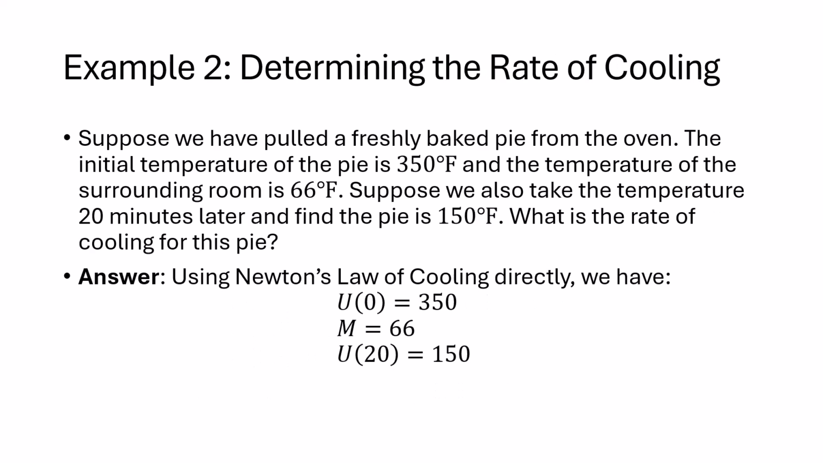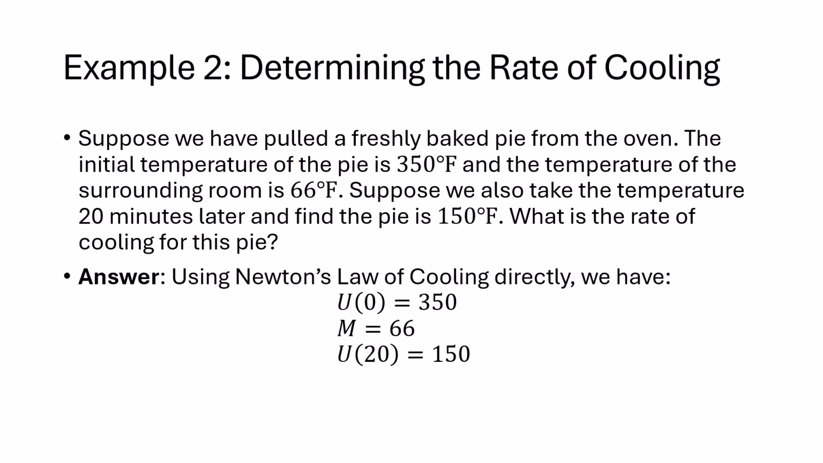Our second example is to determine the rate of cooling. All right, now suppose we have pulled a freshly baked pie from the oven. The initial temperature of the pie is 350 degrees Fahrenheit, and the temperature of the surrounding room is 66 degrees Fahrenheit. Suppose we also take the temperature 20 minutes later and find the pie is 150 degrees Fahrenheit. What is the rate of cooling for the pie?